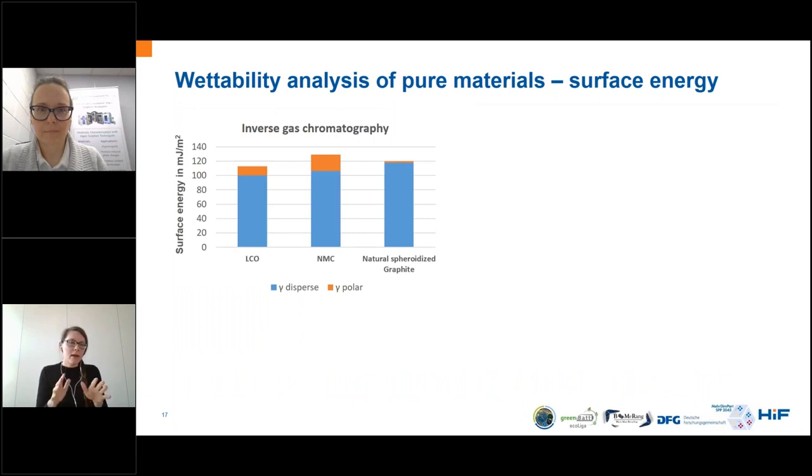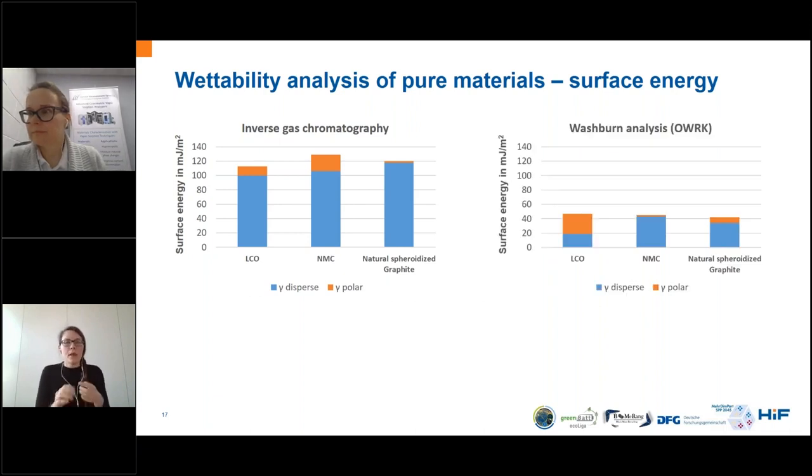Okay, so this is again the surface energy obtained for LCO, NMC, and the natural spheroidized graphite, just for those three components. Now as a bar chart, and a bit different visualization. We have the dispersive part in blue and the polar part in orange. This is for comparison reasons, because with the Washburn method I told you, we can also extract the surface energy from there with the OWRK method.